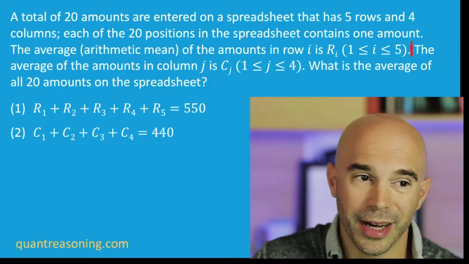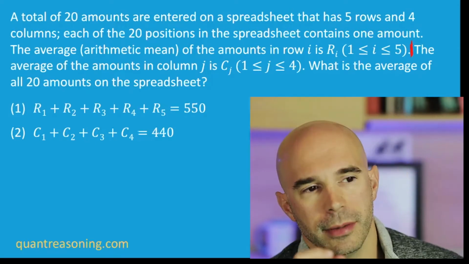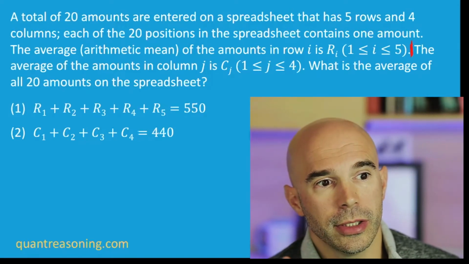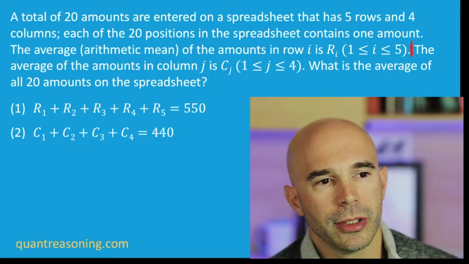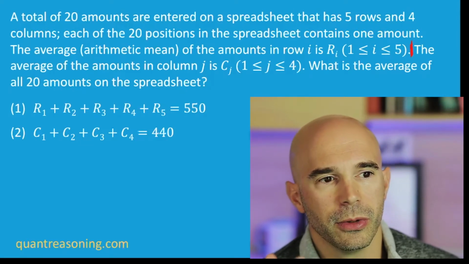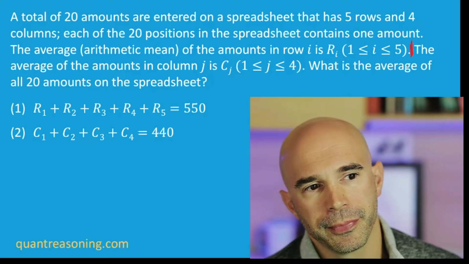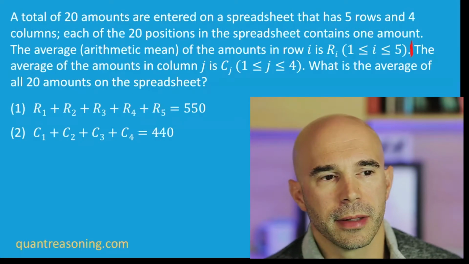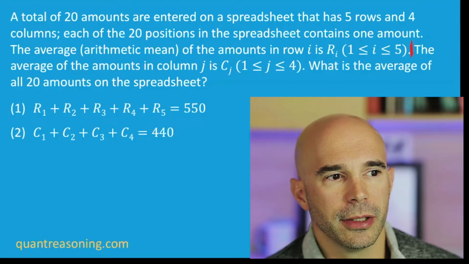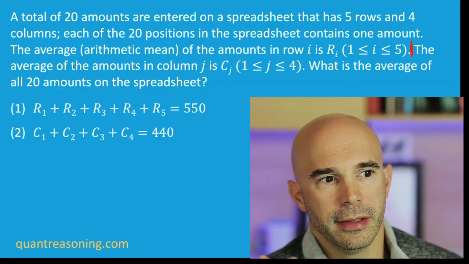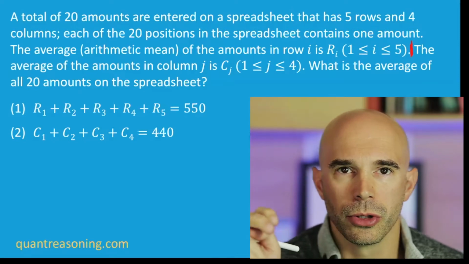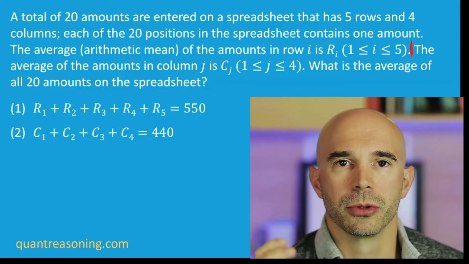R sub I is a mathematical notation that many people won't be that familiar with, especially if they're not engineers, if they didn't do a lot of math in university. But what that represents is they're basically saying, look, we know that there are 5 rows, because they told us that in the very beginning. And now they're talking about row I. So what does it mean, row I?